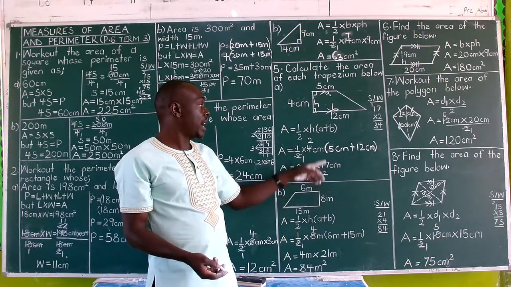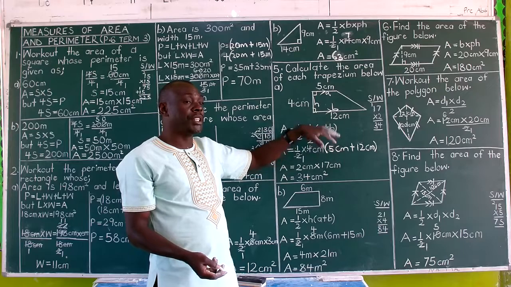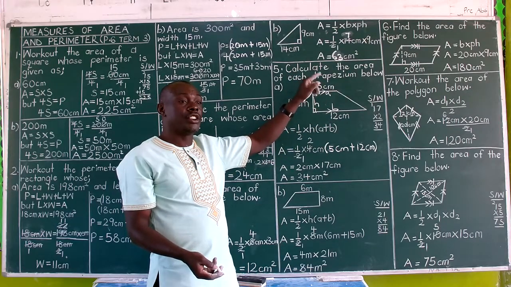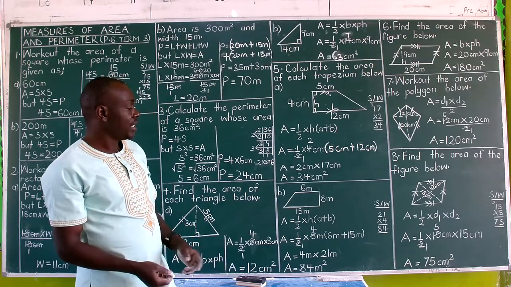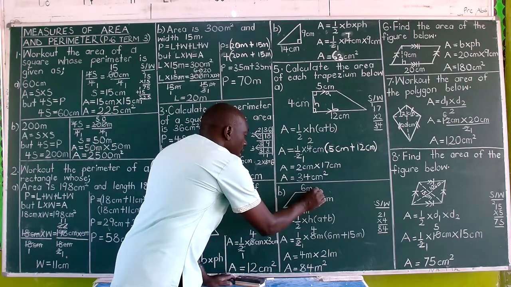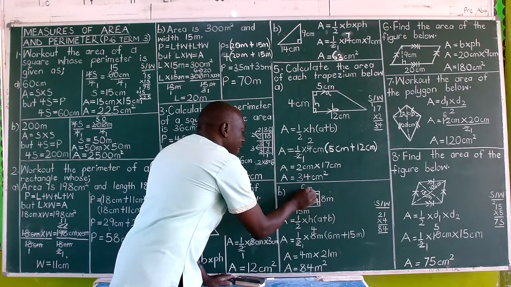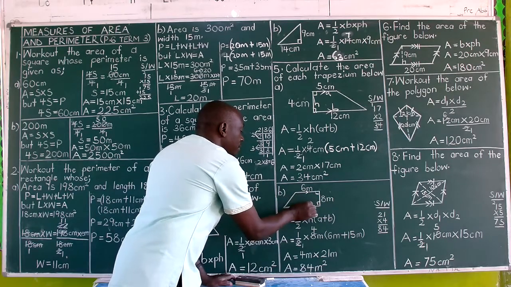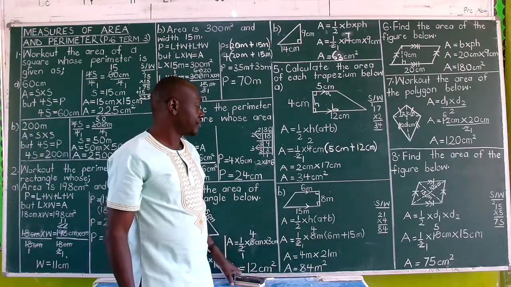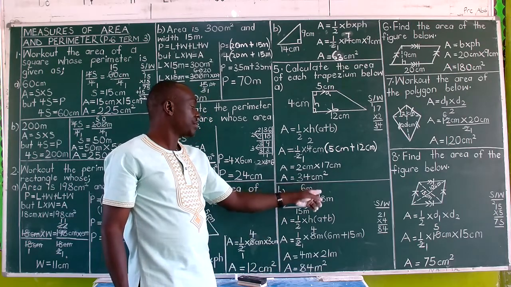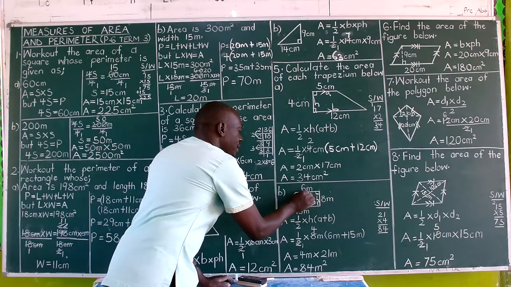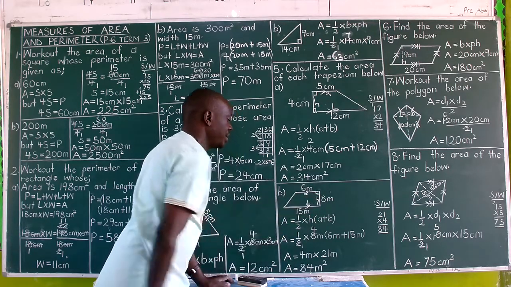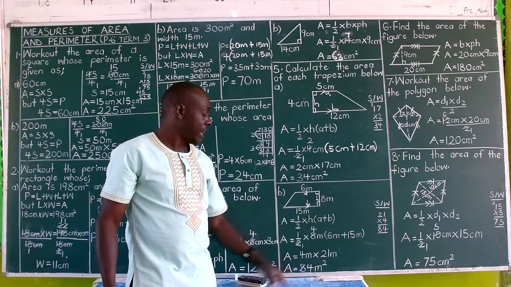So note that the formula for finding the area of a trapezium: area of a trapezium is equal to a half of h into A plus B. A is the shorter parallel side, then B is the longer parallel side. Likewise, we are going to do the same here. We are going to find the area of this trapezium. So half times h into A plus B. This is the h, this is the A, this is the B.